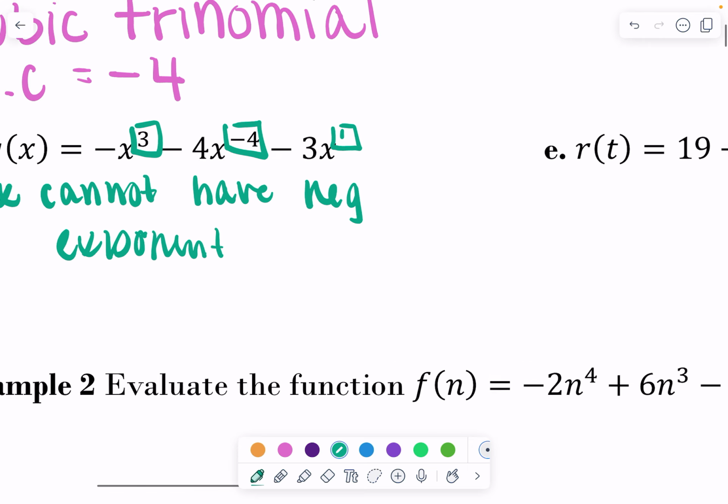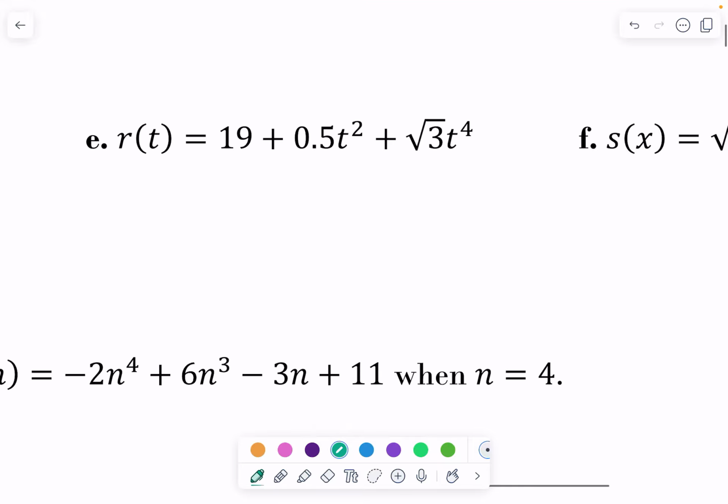Two more. Letter E. R of t equals 19 plus 0.5 t squared plus the square root of 3 t to the power of 4. So I'm going to box in my exponents. This is my constant, so I'm going to underline it, my 2 and my 4. The important part to look at for this equation is that the exponent is on the outside. So t to the power of 4 is outside the radical, it's not inside. So this is actually a polynomial.